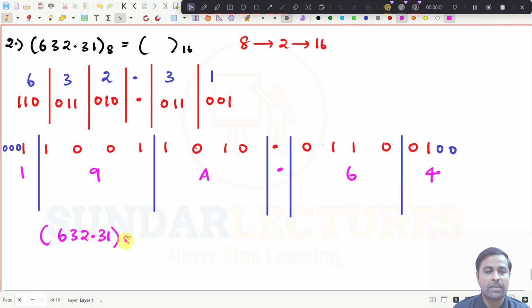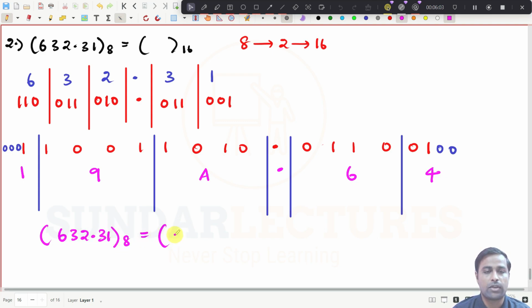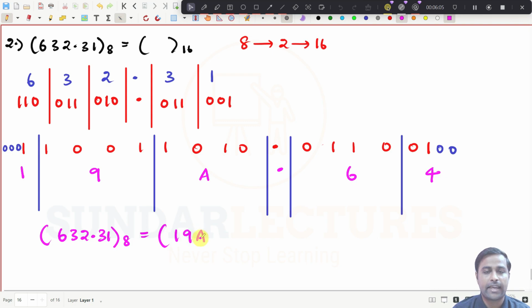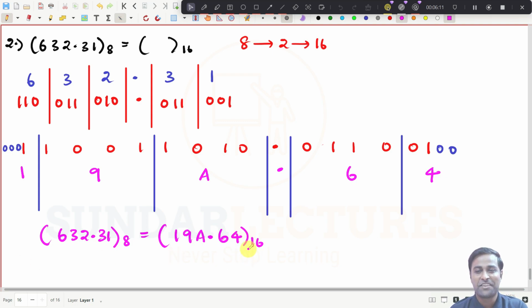632.31 at the base of 8 is equal to 19A.64 at the base of 16. This is the final answer. And now the same procedure will come.